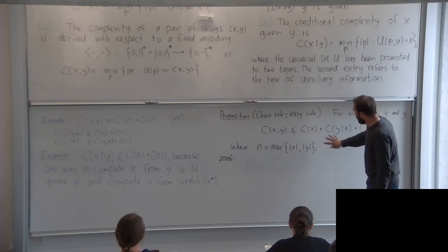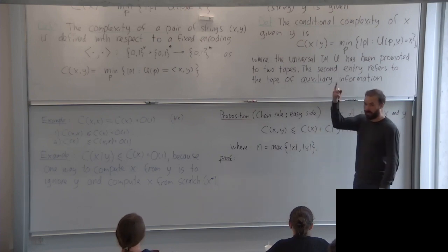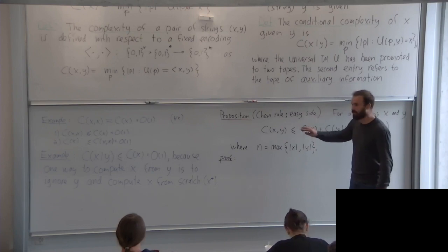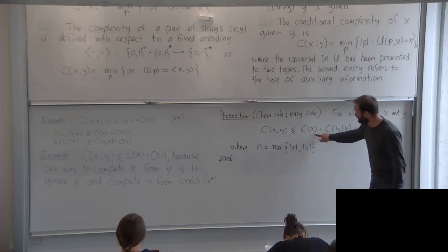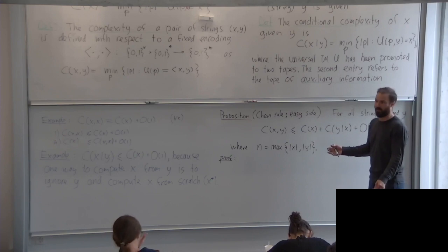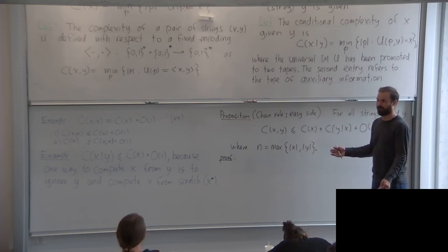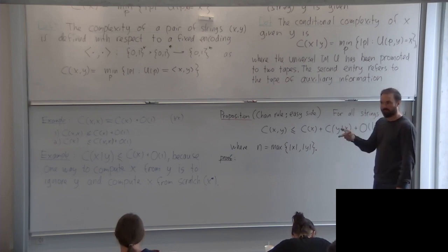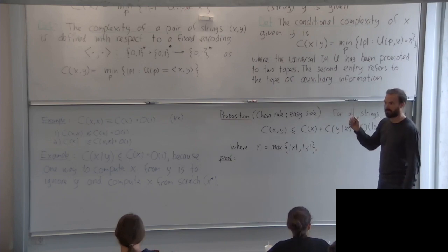So if we want to upper bound something, we have to give one way of producing the pair x and y, which involves c of x, the shortest program for x, and c of y given x, the shortest program for y, given that you've already done x. So what's the generic idea? So you first compute x, and then you use x to compute y. And then you compute the pairing. And you're done. Yeah, exactly.